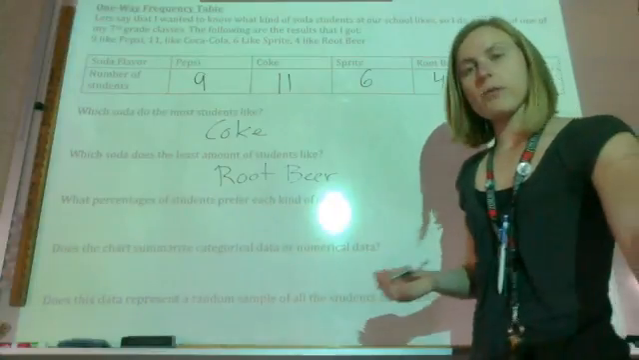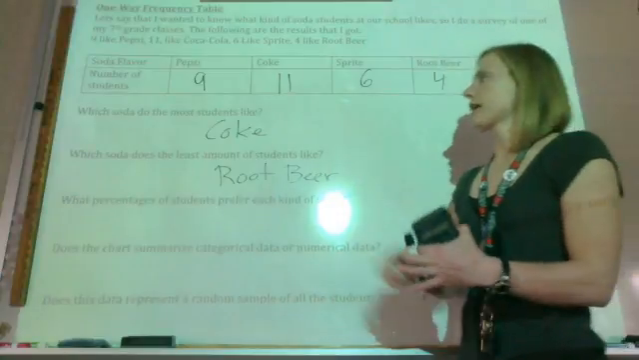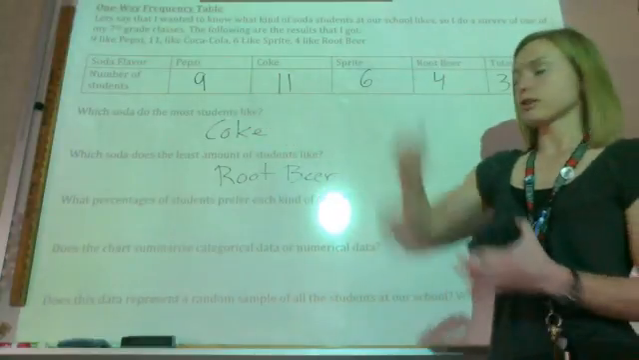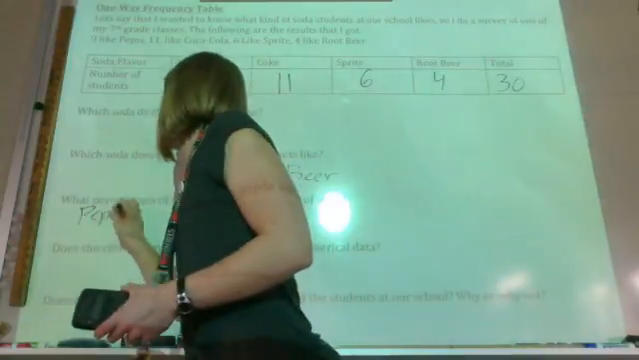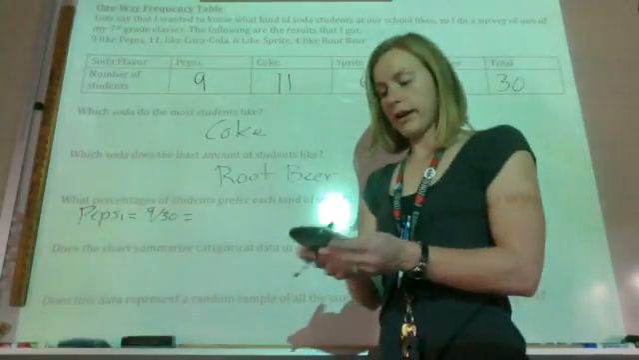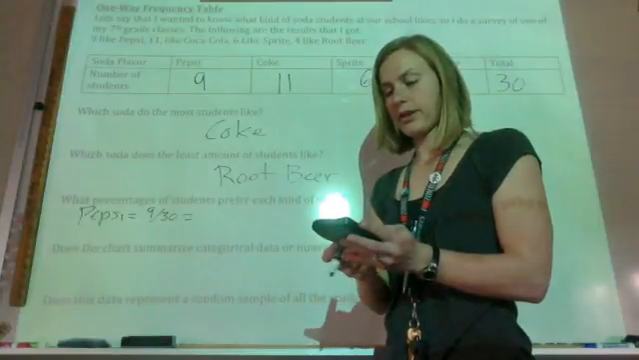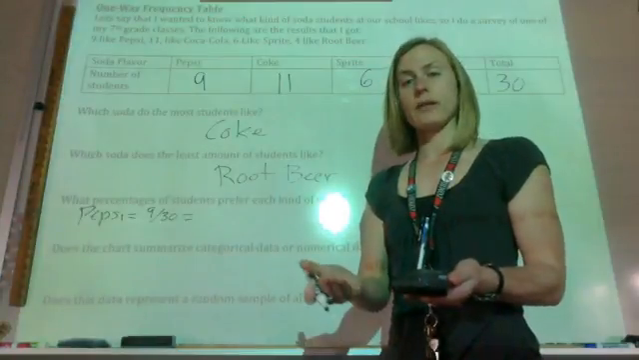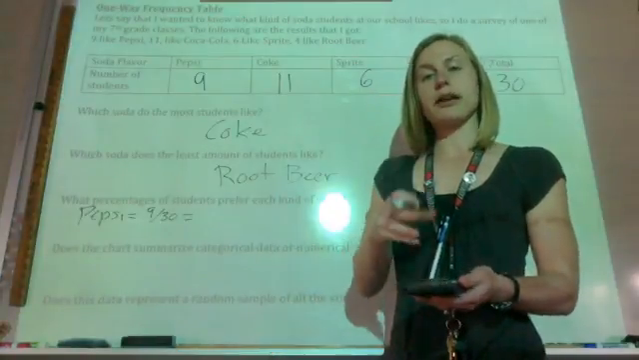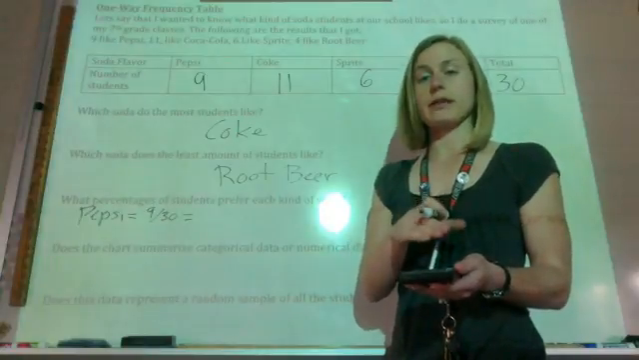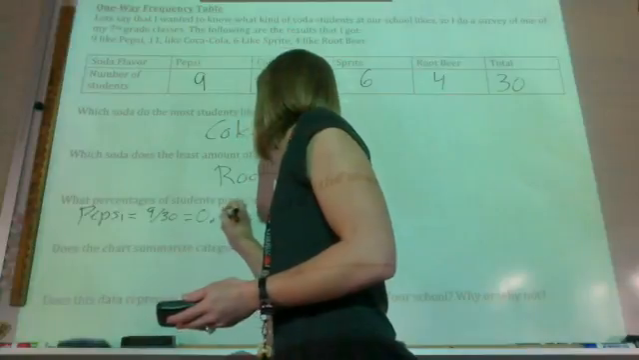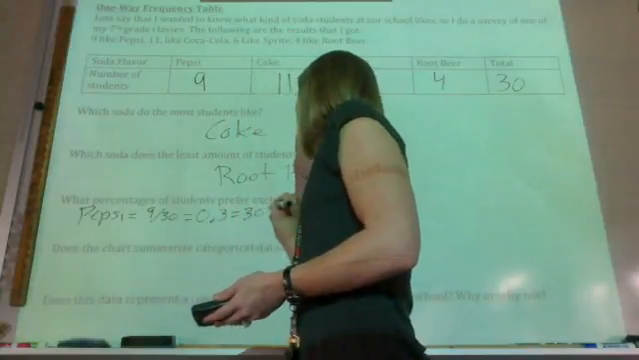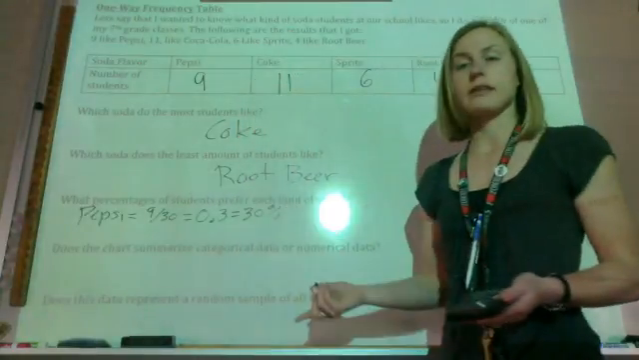So if it's been a while since you've done percentages, you take the number divided by the total. So if I wanted Pepsi, I'm going to need to do 9 divided by 30. So grab your calculator, 9 divided by 30, and I'm getting 0.3. Now, we remember from 7th grade that 0.3 means 30%. So because this is 0.3, it's 30%. So 30% of the students said they like Pepsi.